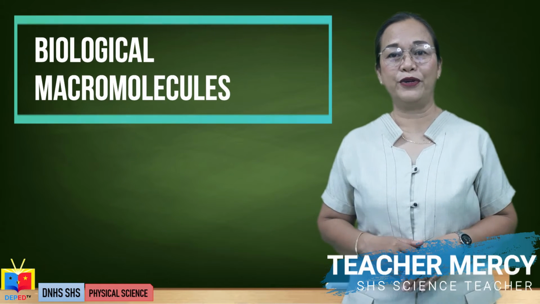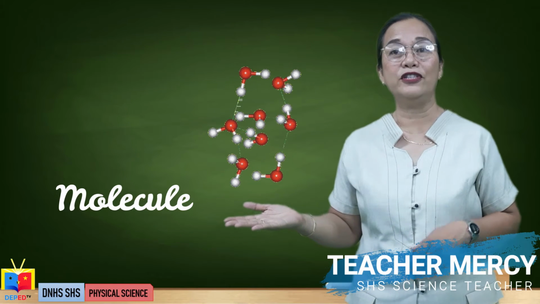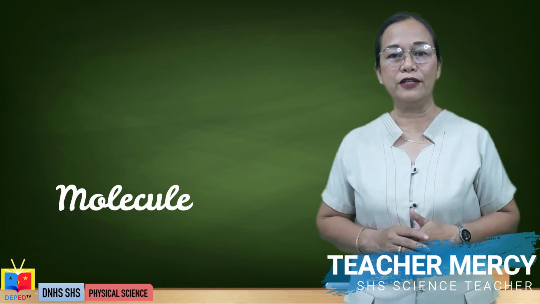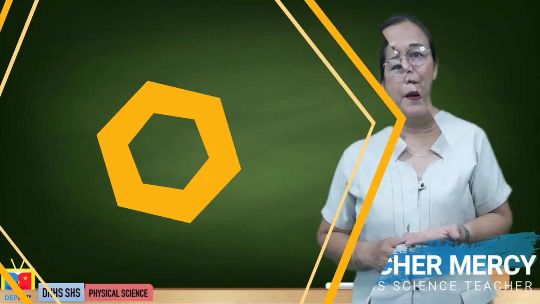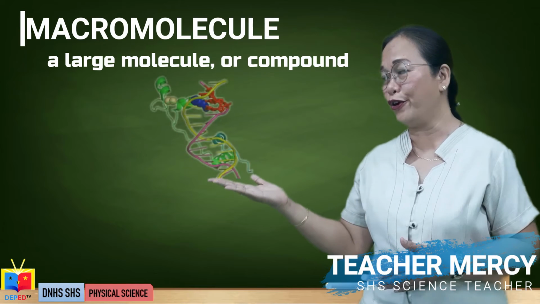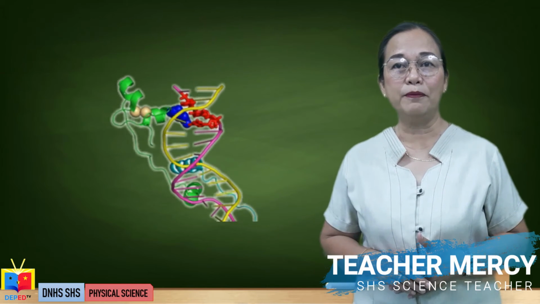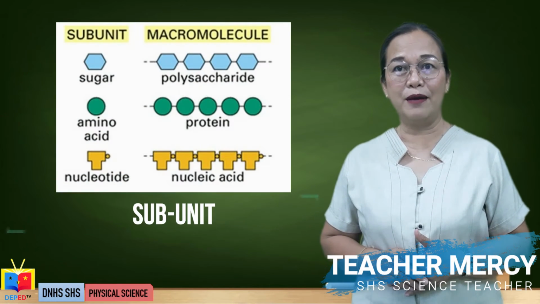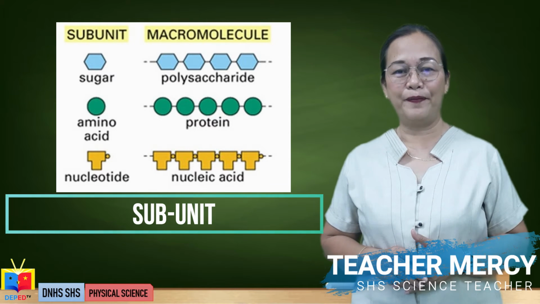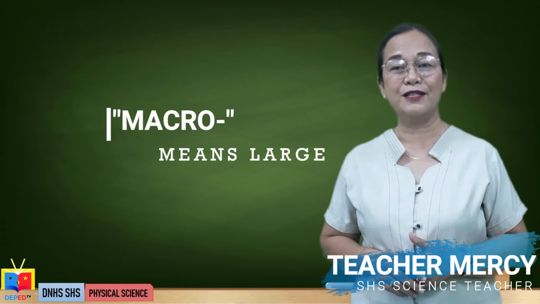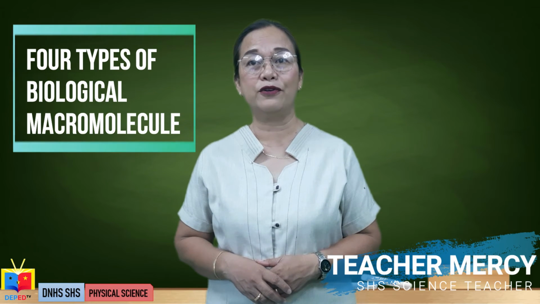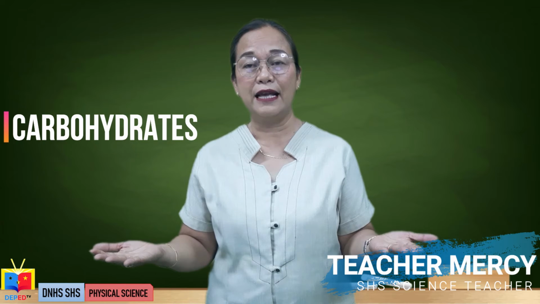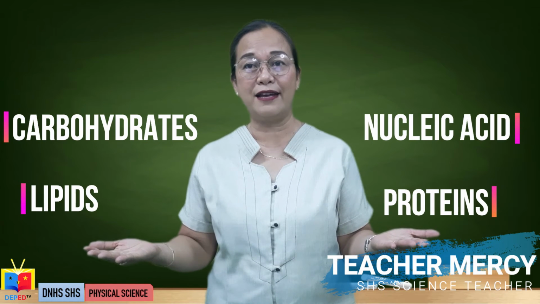Biological molecules are organic molecules. When we refer to a molecule as organic in a biological sense, we mean that the molecule contains atoms of carbon that are bonded with atoms of hydrogen. A macromolecule is a large molecule or compound which is made of multiple smaller molecules called subunits bonded together. Macro is a prefix that means large. There are 4 main types of biological macromolecules: carbohydrates, lipids, proteins, and nucleic acids.